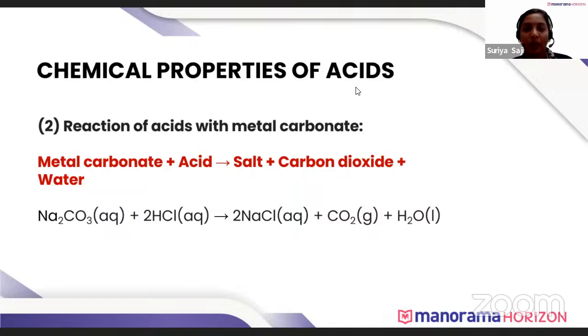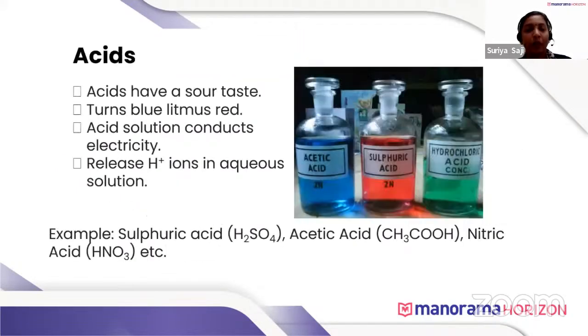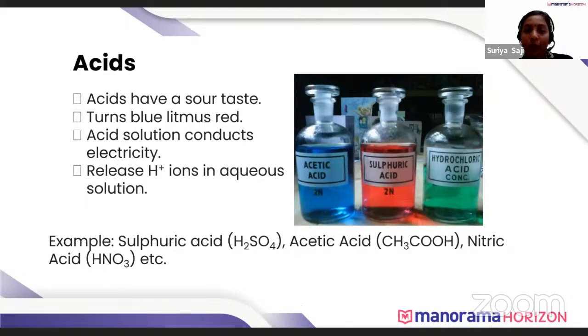So Fatima has asked a question like how acids are divided. So we'll go back. We have seen the characteristics of acids. Acids have a sour taste. This one we know. It will turn blue litmus red. Acid solution conducts electricity. Why does it conduct electricity? Because of the presence of a large number of ions in aqueous solution. So that's why acids conduct electricity. We have seen different examples also: sulfuric acid, acetic acid, nitric acid, etc. are examples of acids.